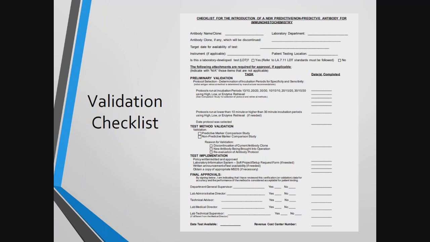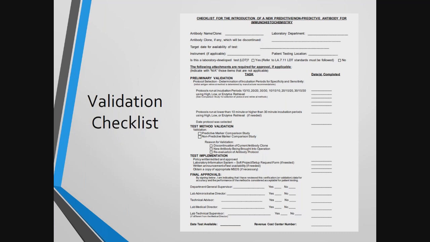At the top, we put some basic information about the antibody or the clone, and laboratory department. We put a target date as far as when we feel like we would have this ready for in-house testing. We document our instrument, and then we document the patient testing location. The reason for that is to substantiate the part I talked about earlier, as far as when revalidation is necessary when an instrument changes location. So we decided to add on patient testing location so we can say this is done on the first floor lab, and if that lab is ever moved to the second floor or another spot, that would substantiate the fact that we did a revalidation because of the change of location. We do document whether it is an LDT or not.